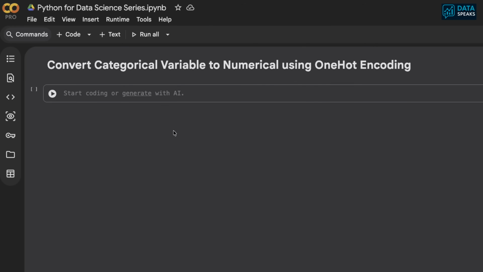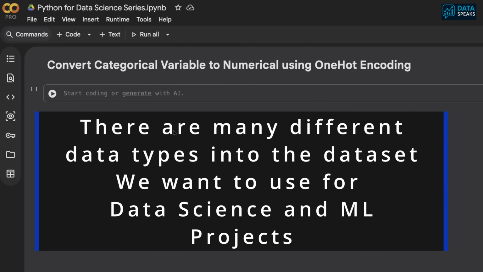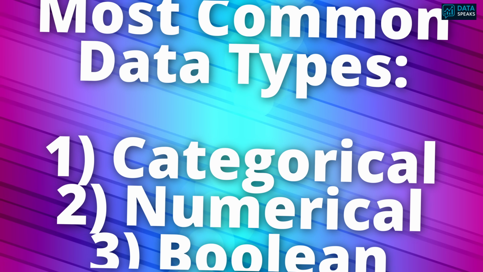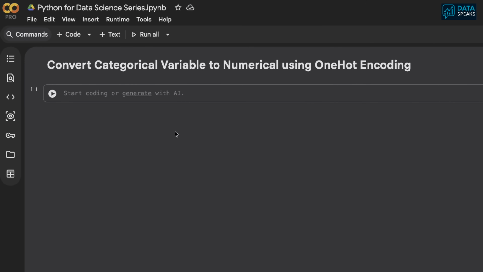In any data science project, the data types vary. Sometimes we have categorical data, sometimes we have numerical data, or sometimes we may have Boolean data type, which means true or false. However, machine learning models can easily do math on the numerical data. How about the categorical data?